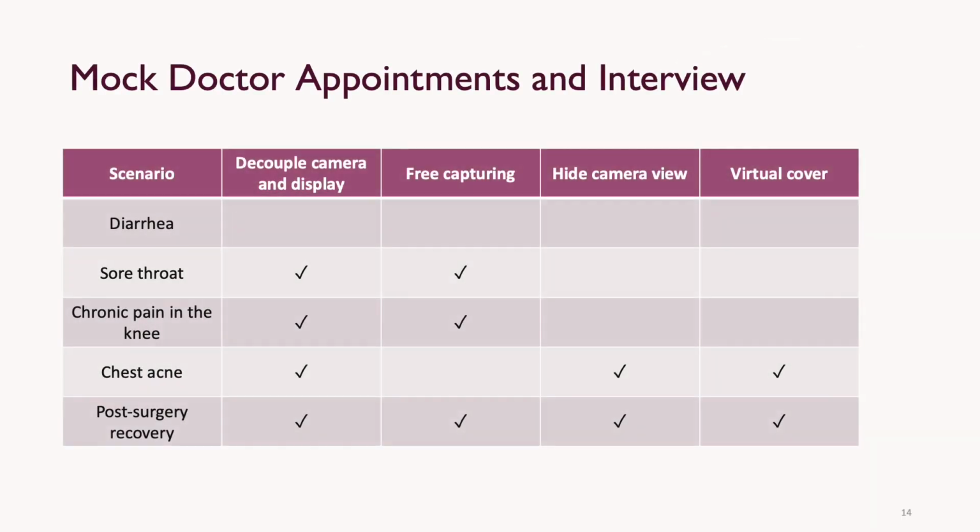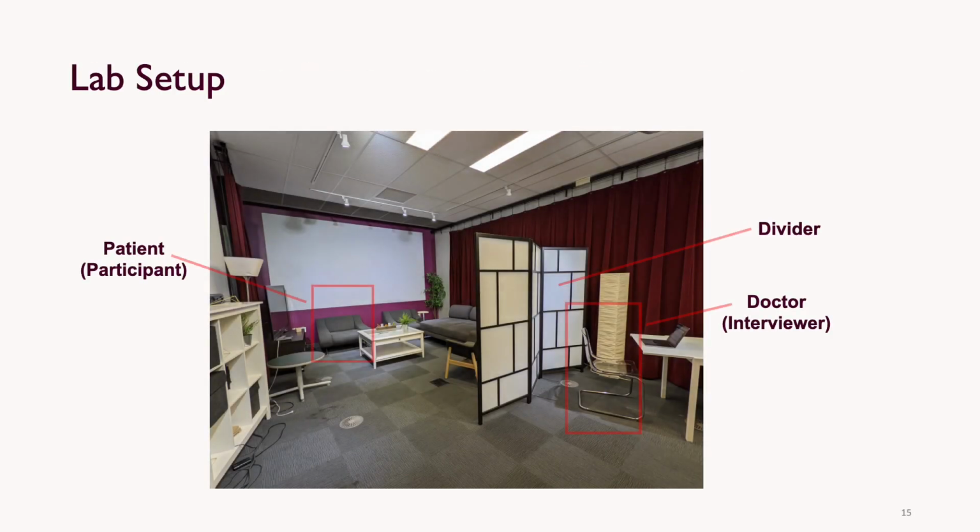We created 5 scenarios, including diarrhea, sore throat, chronic pain in the knee, chest acne, and post-surgery recovery. Participants were expected to use these features differently in each scenario. Participants were situated in a mock home space in our research lab. A room divider was set up to separate the interviewer and participants so they could not see each other during the mock appointment. After each scenario, the interviewer returned to the mock home space and interviewed participants.